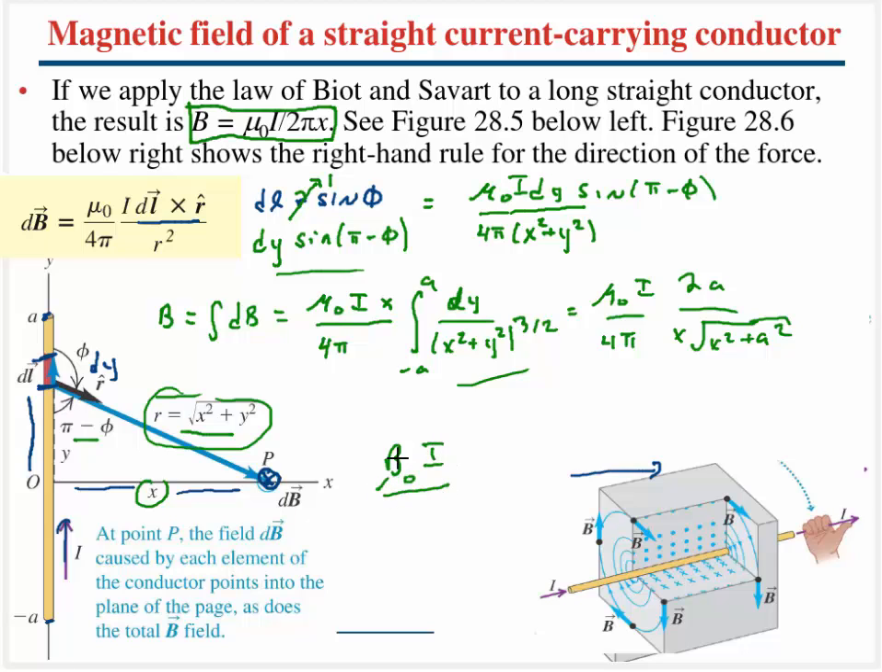We could also write this as mu naught I divided by 2 pi r, where r is the radius away from the long current carrying wire. So a very important equation to know and be able to use.